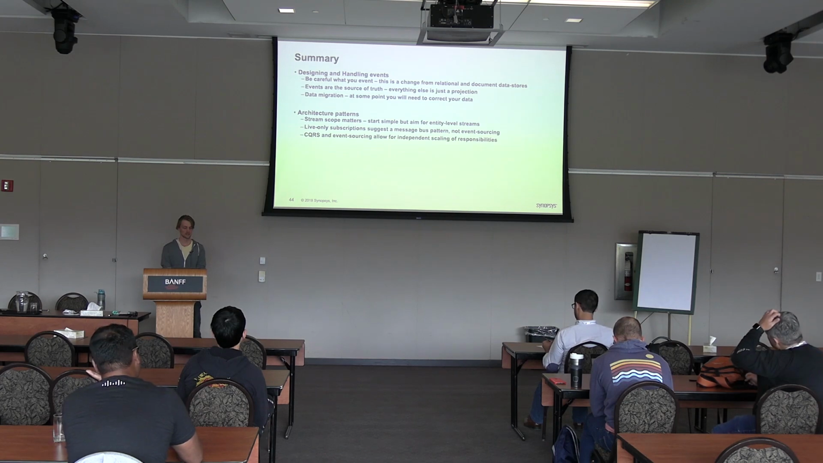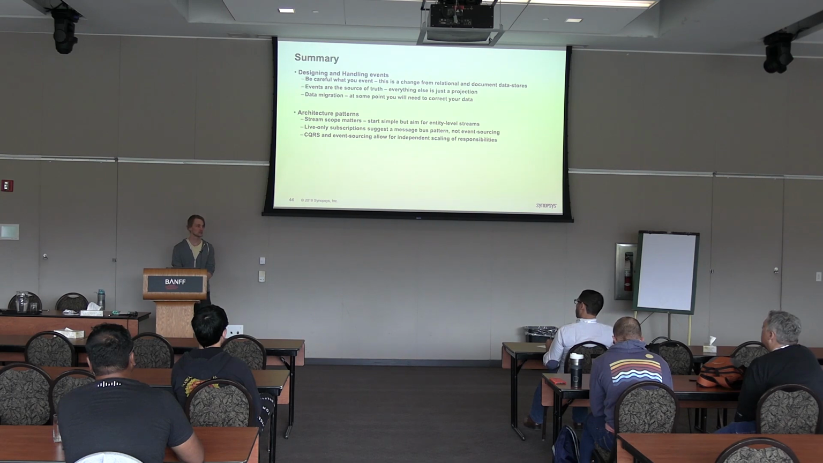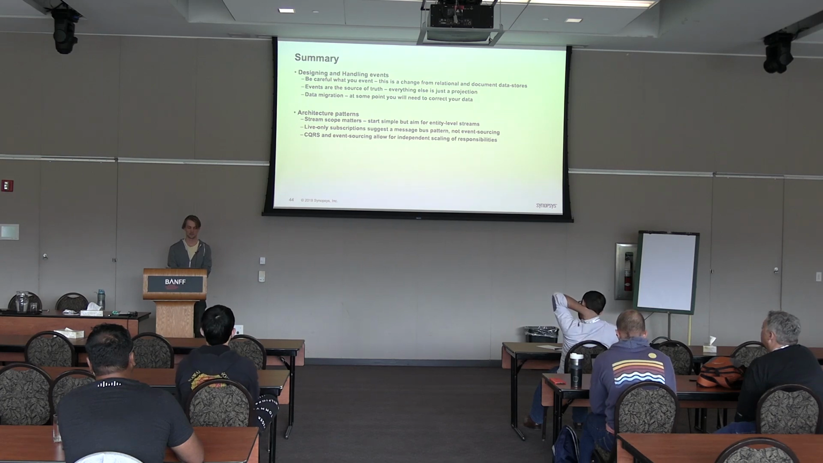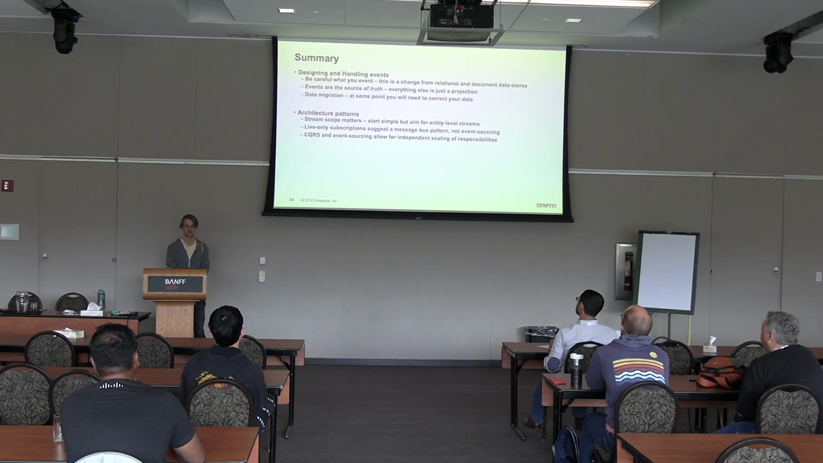Architectural patterns that are of interest or that are worth keeping an eye on. Figure out your stream scoping. Start simple, but aim for the entity level streams. This allows for things like removal of data at the entity level. Live-only subscriptions, if you do have a system that purely has live-only subscriptions, don't worry about event sourcing, just use a message queue. And then CQRS and event sourcing, at least in our case and for the project that we're working on, has worked well and allows for the independent scaling of responsibilities, which is what we were expected and what we were looking for.